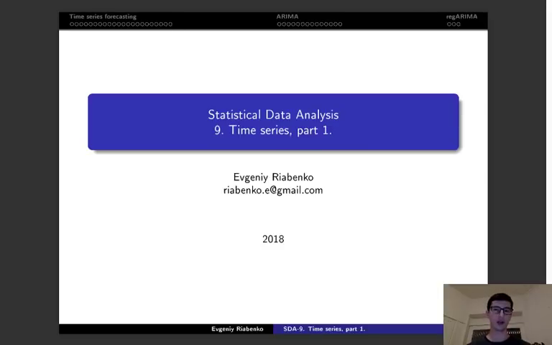Hello, this is lecture 9 on time series, and now we're going to discuss the ARIMA forecasting model, which is a bit old but really very important for understanding time series.